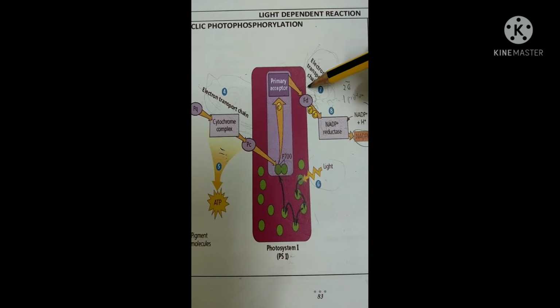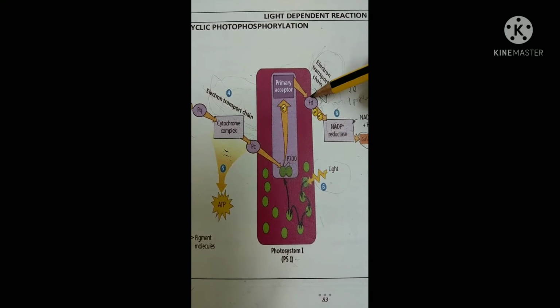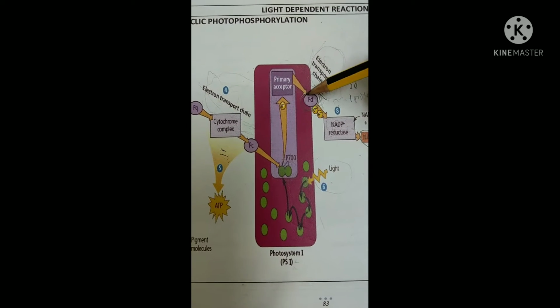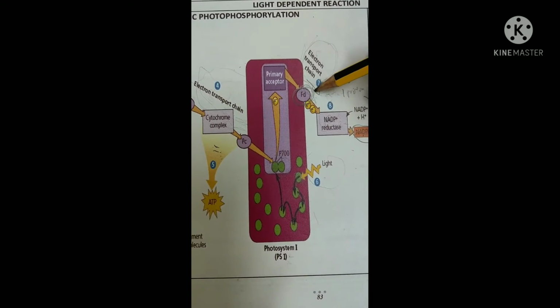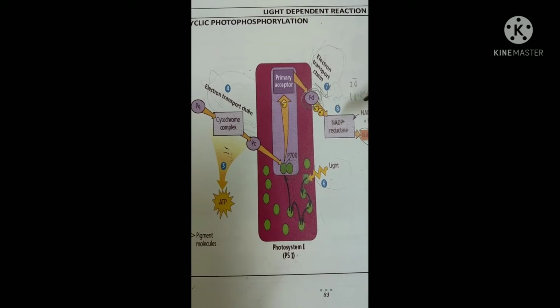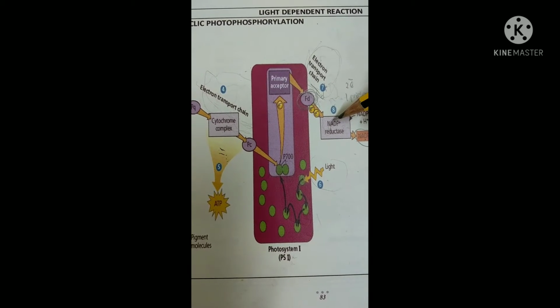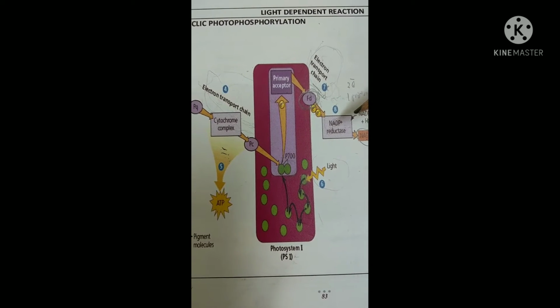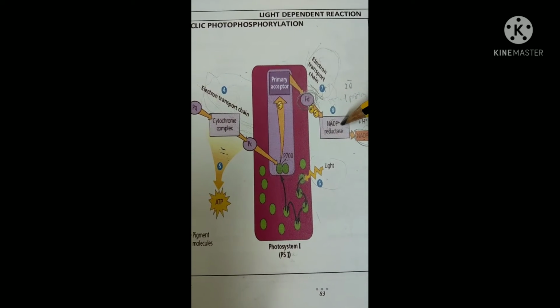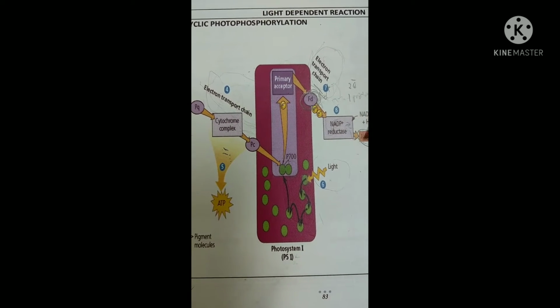The electron is transferred to NADP plus by the ferredoxin, the Fd ferredoxin. It is catalyzed by the enzyme ferredoxin NADP plus reductase. So the NADP plus accepts 2 electrons and 1 proton and is reduced to NADPH. So the NADP plus is the terminal electron acceptor. And lastly, the NADPH is released to the stroma.